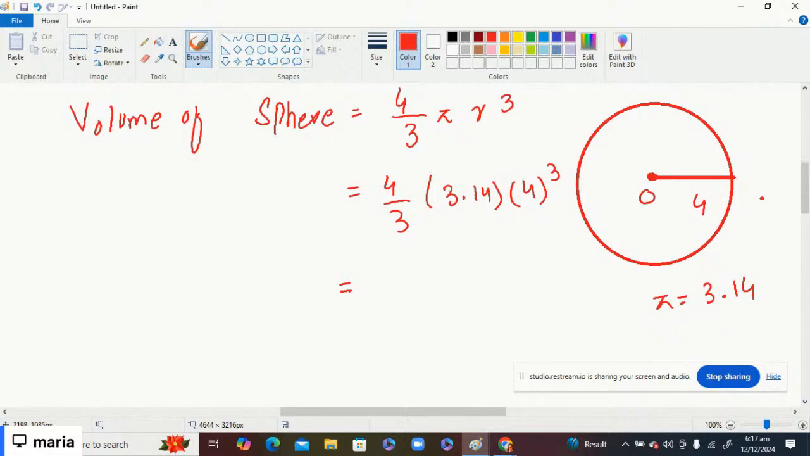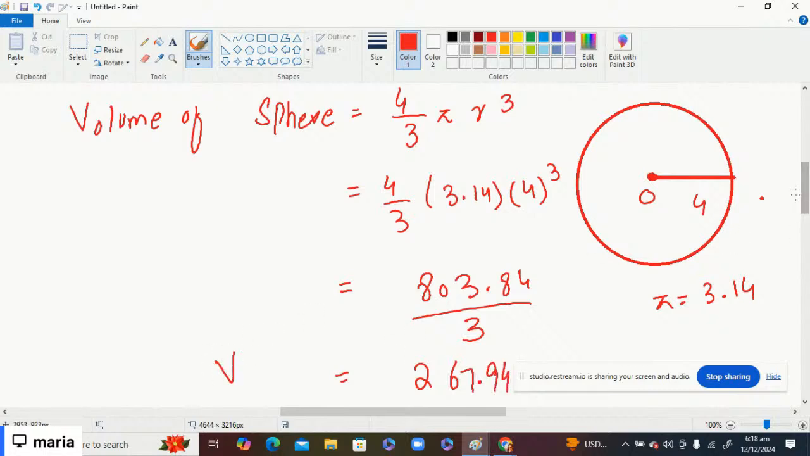3.14. So here the answer is 4 times 4 times 4, and then again for 1 time 4, 803.84 divided by 3. So this is 267.94. Okay, this is the volume of the sphere.